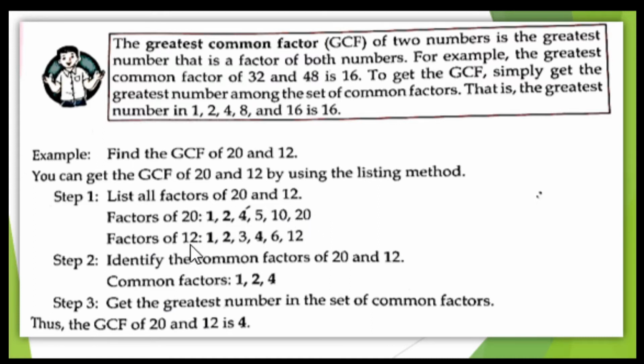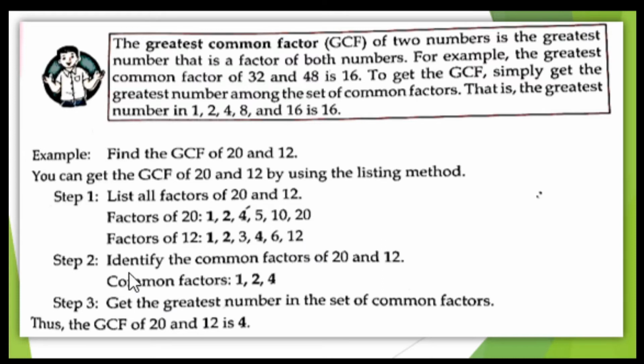Another, factors of 12. We have 1, 2, 3, 4, 6, and 12. If we multiply, 2 times 6 is equal to 12. 3 times 4 is equal to 12. 1 times 12 is equal to 12. They are the factors of 12.